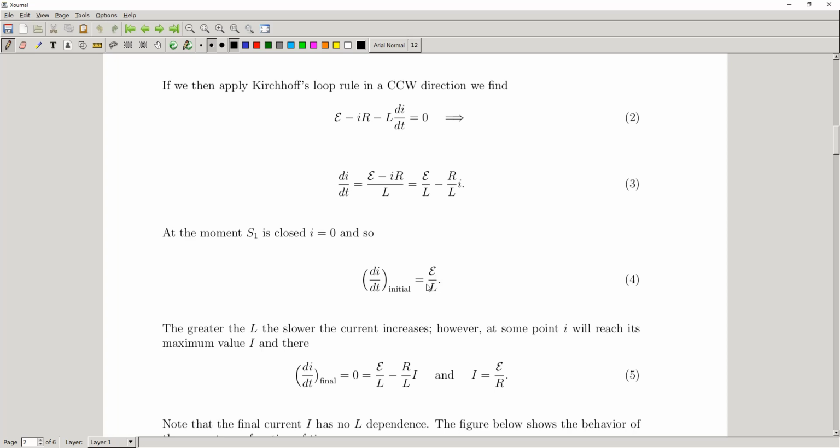And so the greater that our L is, the slower our current is going to increase. That's just how inductors work, and this is what we expect to see when we put an inductor in our network. But no matter how slowly the current increases, assuming that nothing else changes, we're going to slowly approach the maximum value that the current is going to take for this setup.